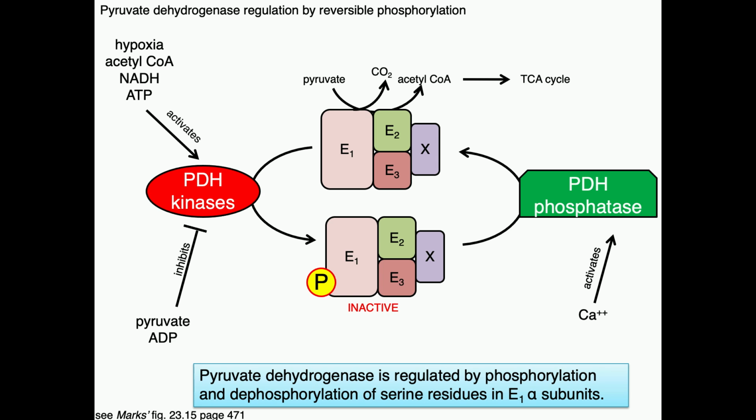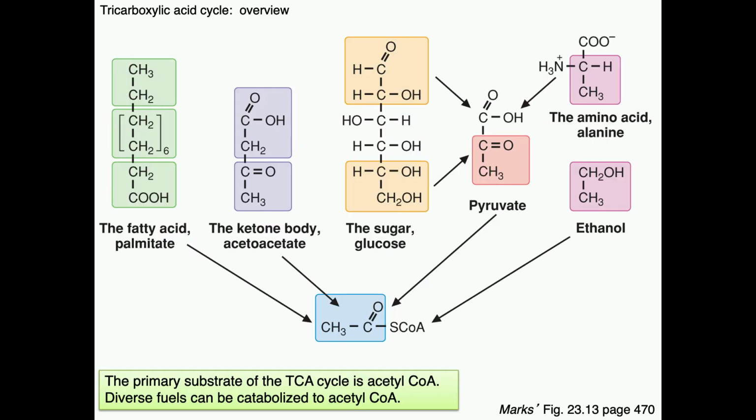There are also a family of phosphatases, two phosphatases that will remove that inhibitory phosphate. These are activated by calcium, and calcium signaling is associated with intracellular work. For example, muscle contraction will cause pulses of calcium that will be associated with work being done and need for energy, so you want to get substrates into the TCA cycle. Okay, so that's just showing a little bit of the regulation of this pathway, and when this pathway is regulated, that's going to impact the other pathways.